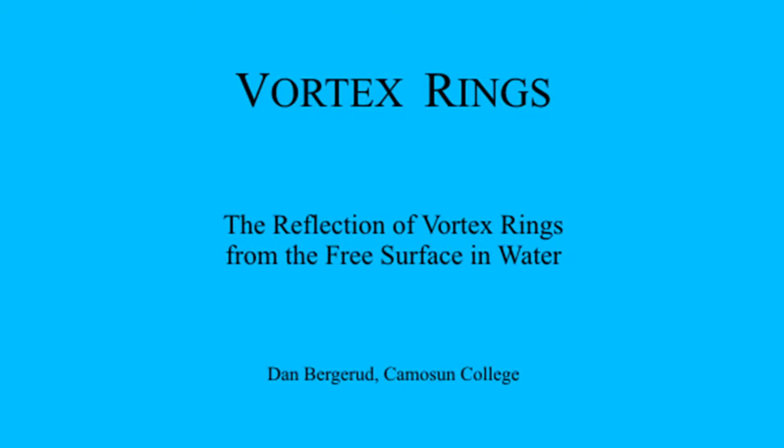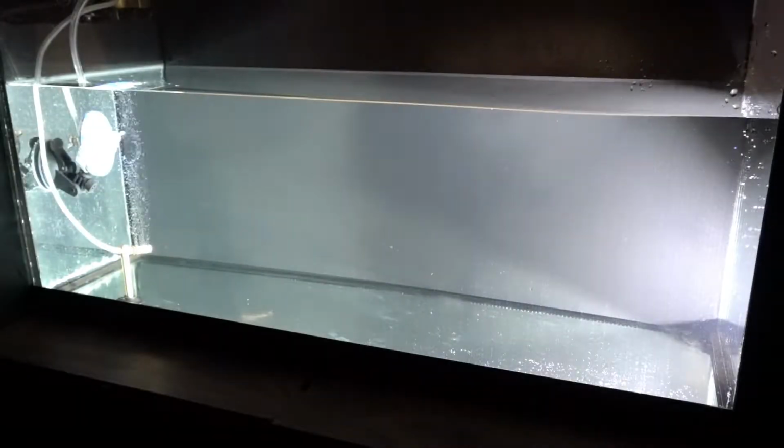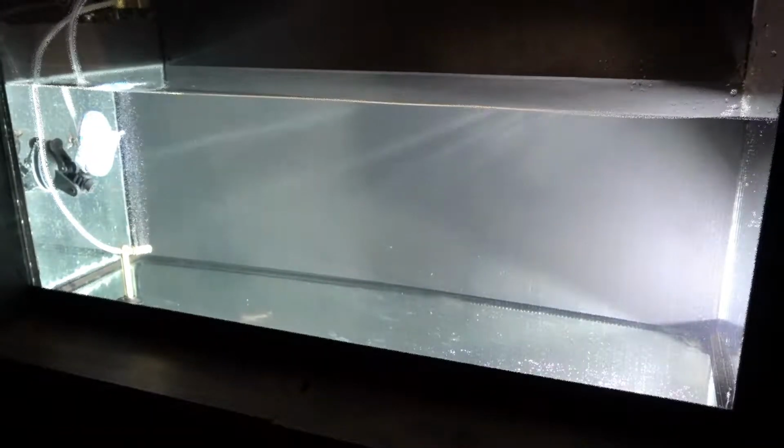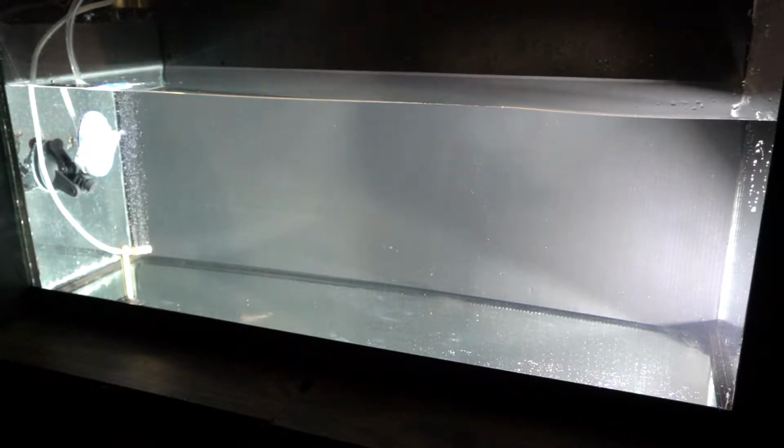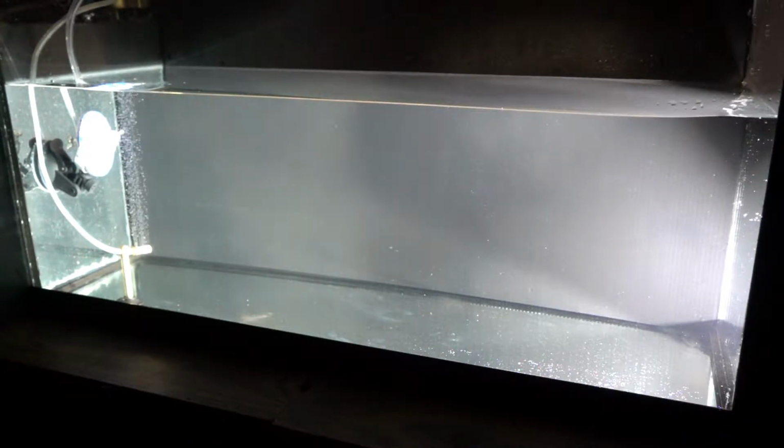This video demonstrates how vortex rings reflect under the free surface of water. Here is the aquarium setup. These are turbulent vortex rings being shot horizontally at about 1 meter per second. That was 3 quick shots in real time, and now we're seeing 3 shots in slow motion.